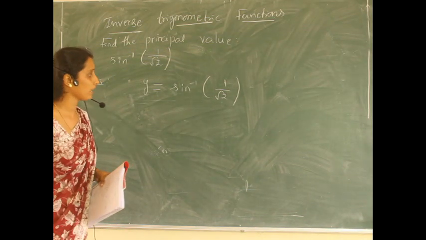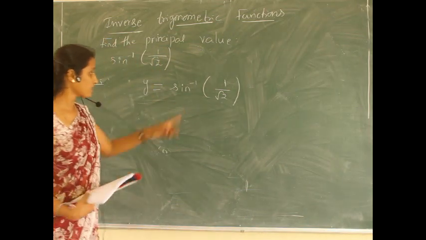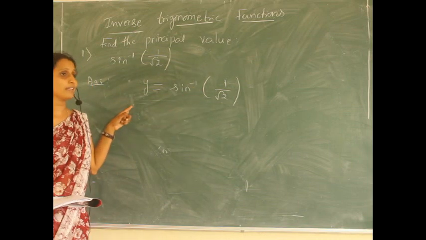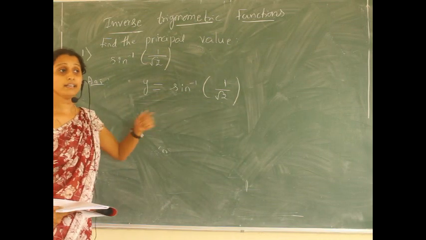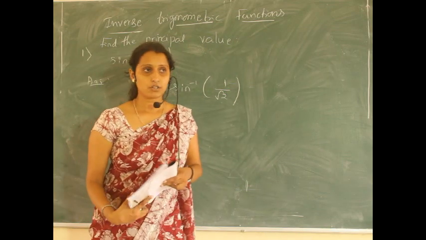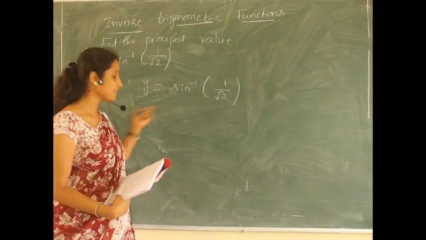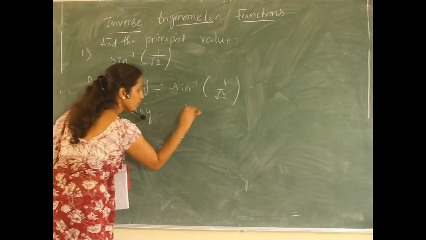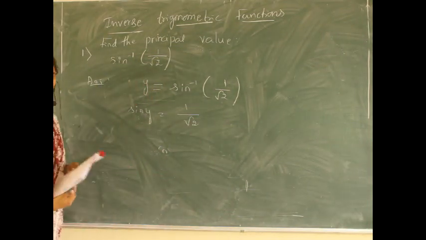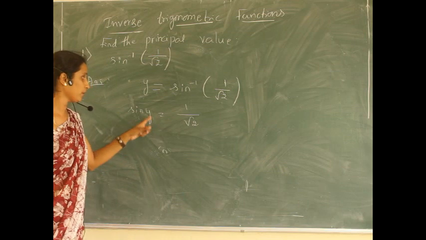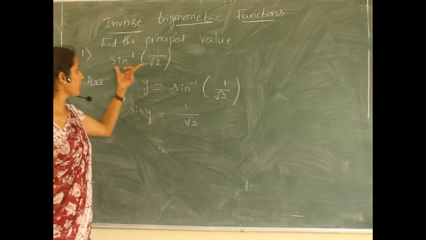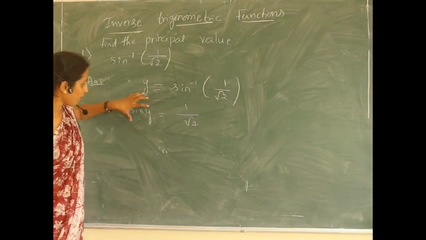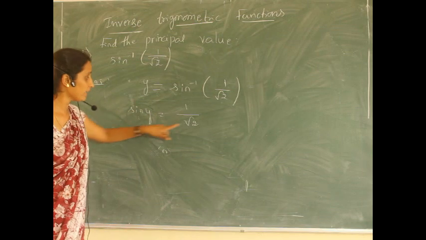So I have taken y is equal to sine inverse of 1 by root 2, and when we take sine to the other side, it becomes a sine function, because we know that sine and sine inverse are inverse functions. So it becomes sine y is equal to 1 by root 2. Now we have to find out what is the value of y, when sine y is 1 by root 2.